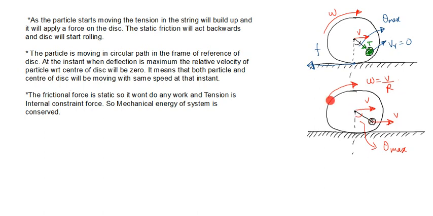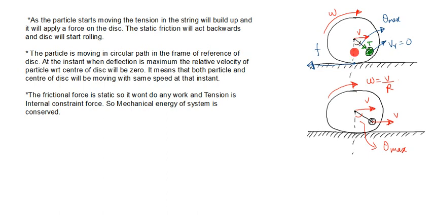And there is some angular velocity also, which is given by omega and which is equal to v by r. Now the frictional force which has acted on this disk is static in nature. Now we know that work done by static friction is 0. So the only force, see, work done by static friction is 0.